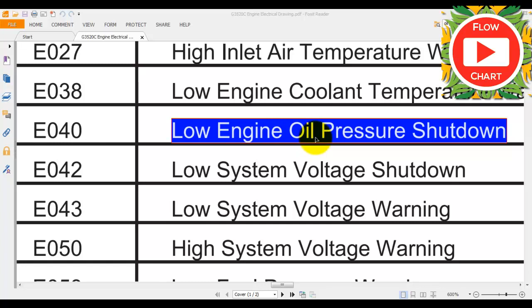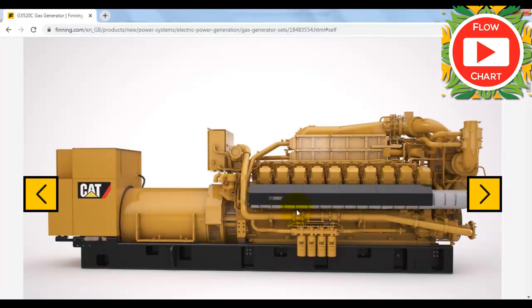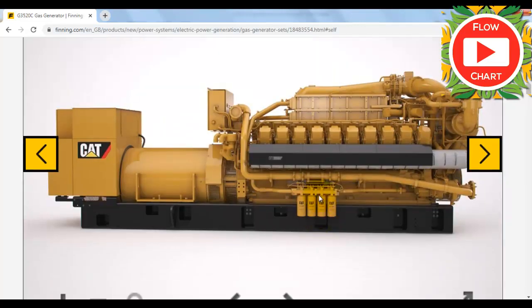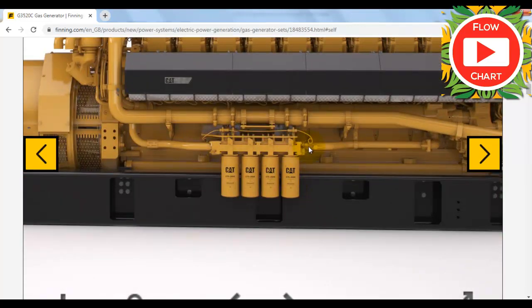Oil pressure sensor problem. So you can check where the oil pressure sensor is connected. This is the oil filter. Two sensors are connected here, this one and this one, connected here and here.